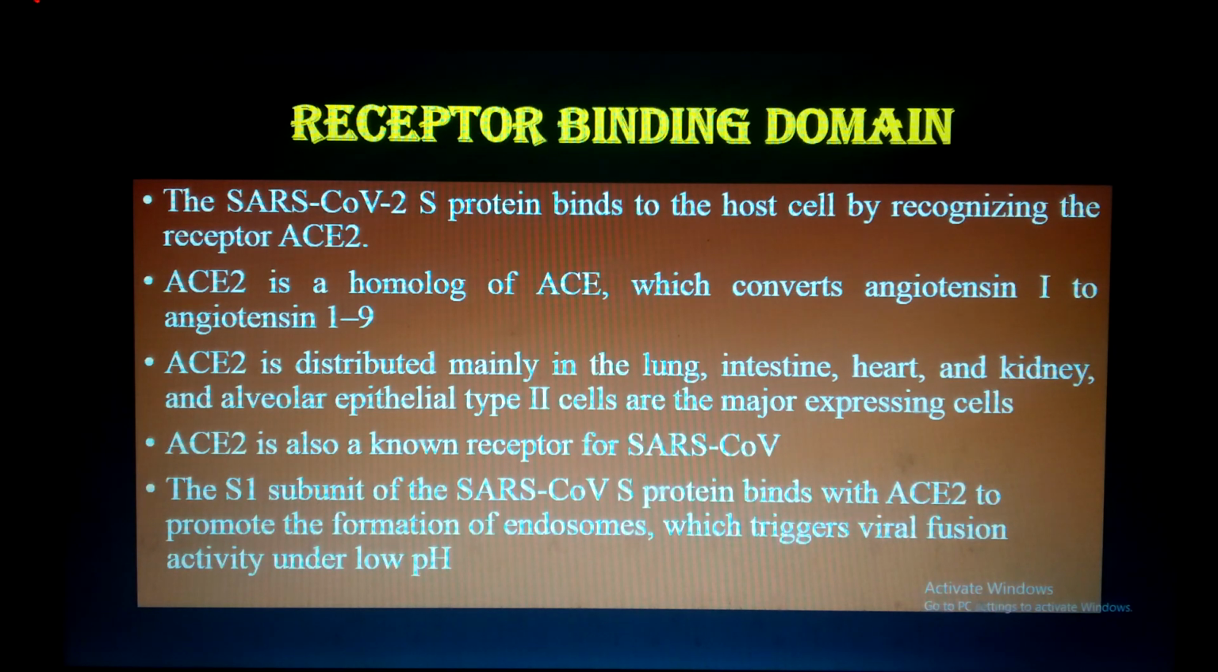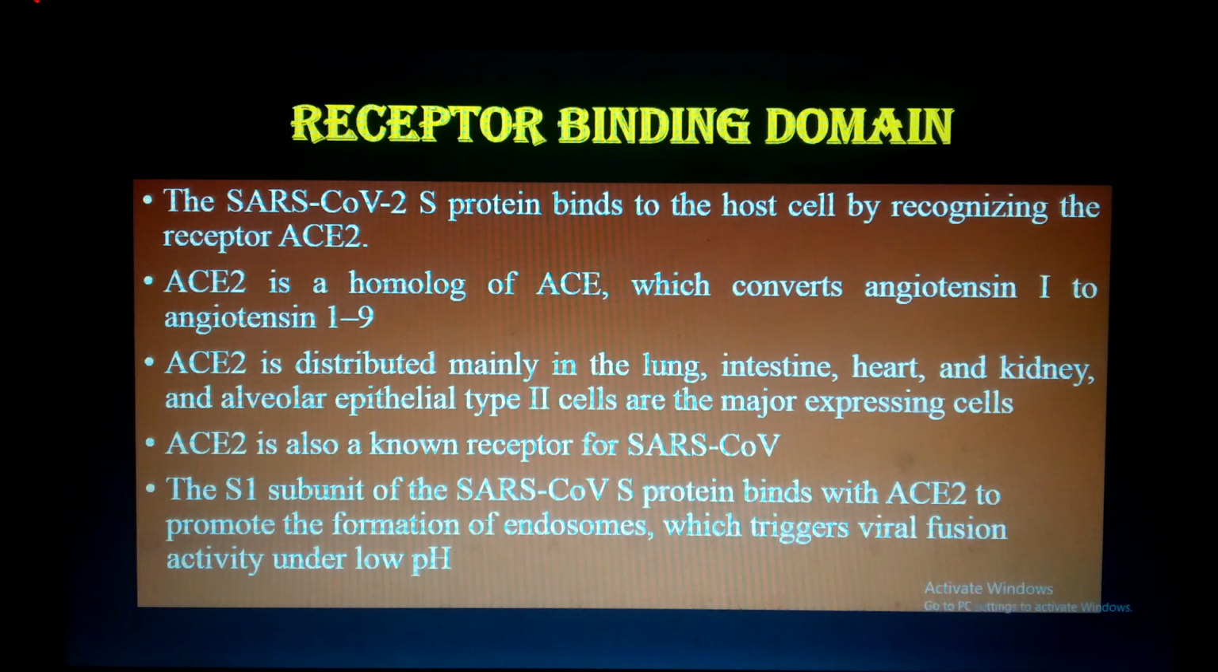ACE2 is also a known receptor for not only SARS coronavirus 2, it is also the receptor site for SARS coronavirus 1, which emerged in 2003 in China. I have discussed this in my previous lecture, so you must watch and listen to that lecture.